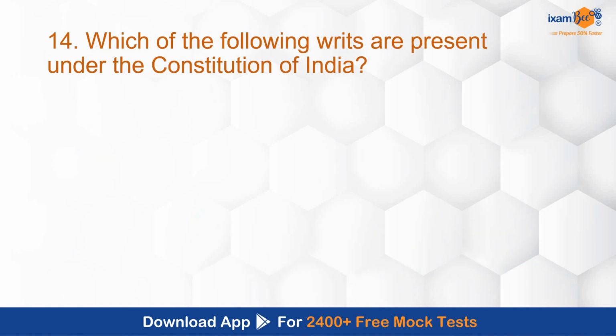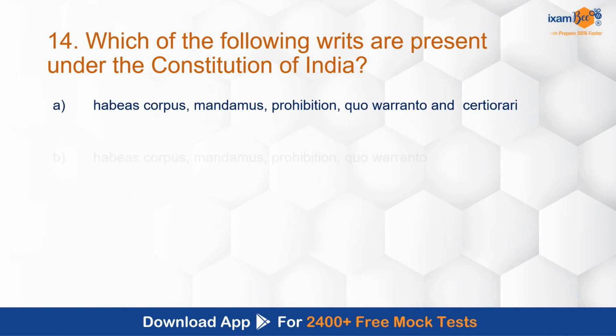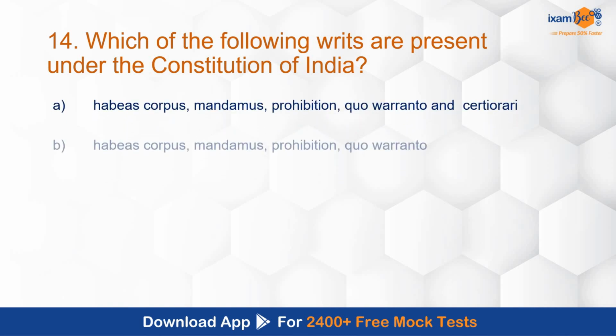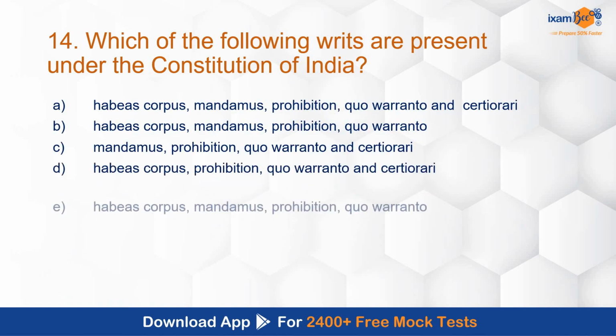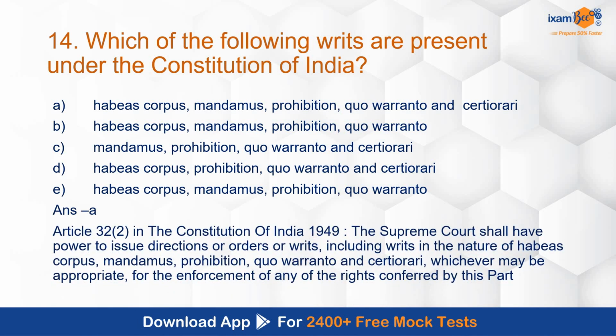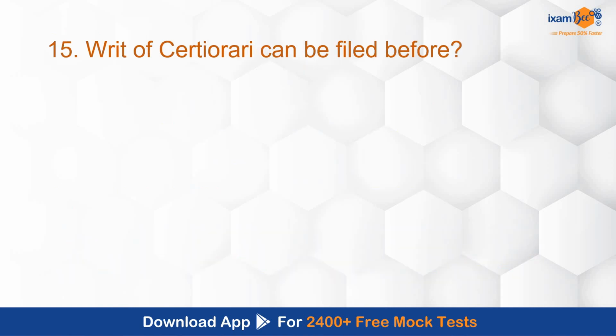Question number 14, another question on writs. Which of the following writs are present under the Constitution of India? Here there were 5 options having one or the other writ missing. So you just have to remember what all writs are there. The correct answer here is A, all the 5 writs are present. Article 32 in the Constitution of India mentions all the writs. The Supreme Court shall have the power to issue directions or orders including writs in the nature of all these 5. Next question, question number 15.